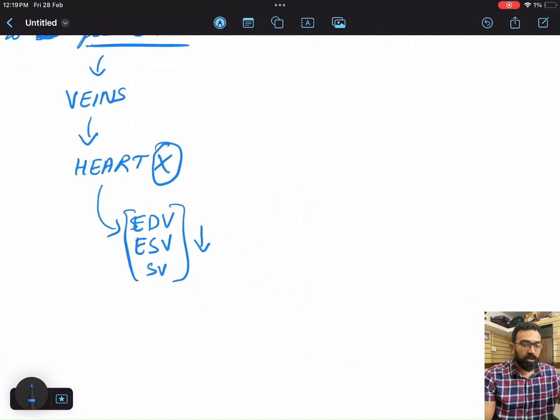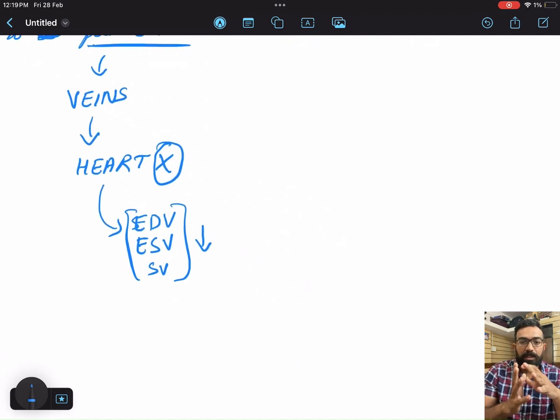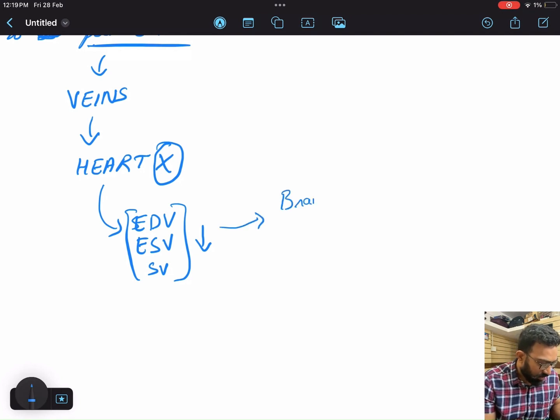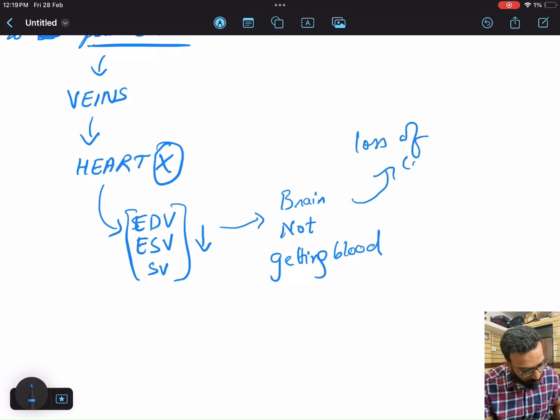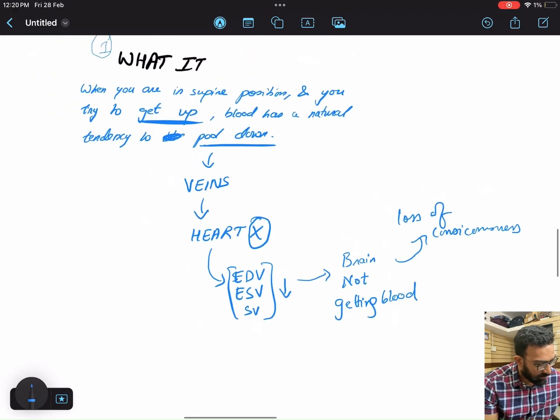So if the heart is not pumping enough blood when the person stands up, will the brain get enough blood and enough oxygen? No, the brain will not get enough oxygen. If the brain is not getting blood, will the brain be able to maintain consciousness? No, there is going to be loss of consciousness. This is the mechanism of orthostatic syncope.